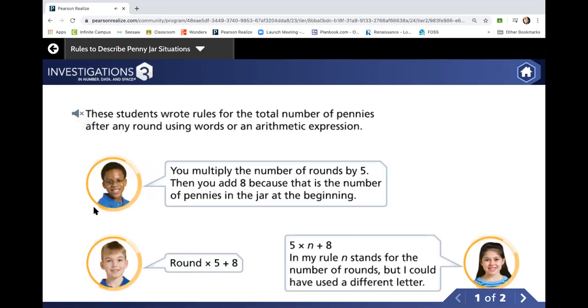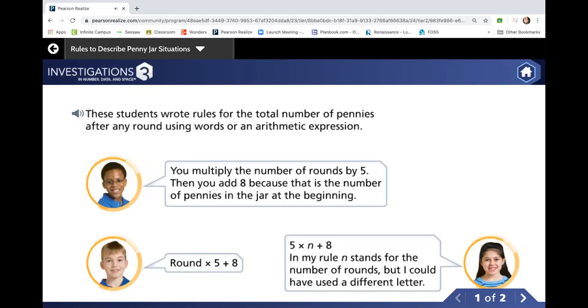You multiply the number of rounds by 5. Then you add 8, because that is the number of pennies in the jar at the beginning. The round times 5 plus 8. 5 times n plus 8. In my rule, n stands for the number of rounds, but I could have used a different letter.